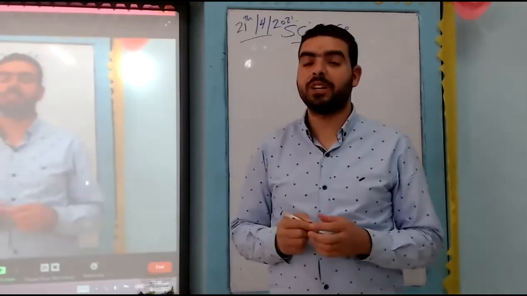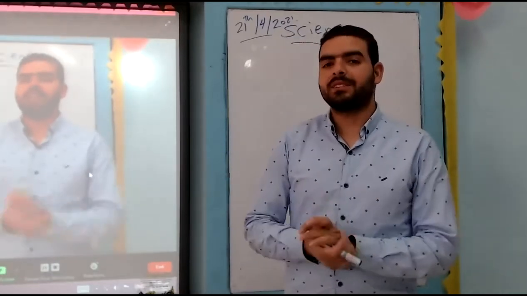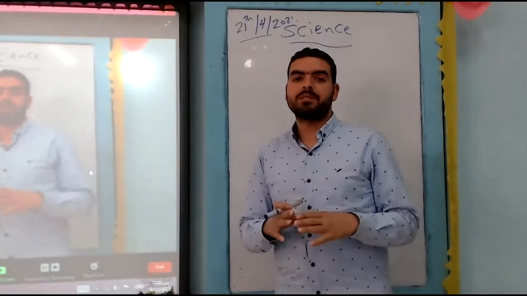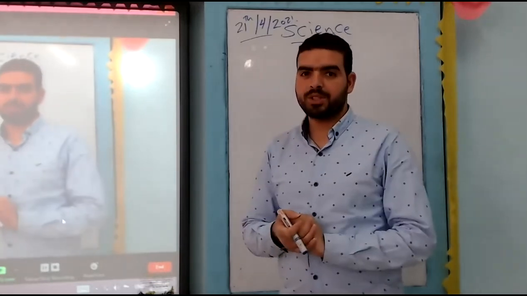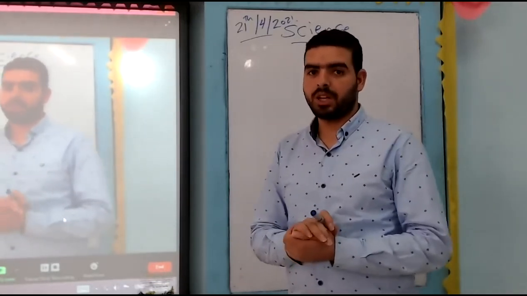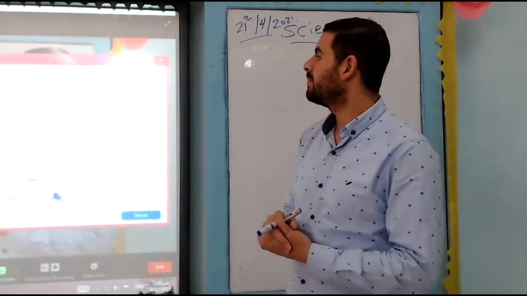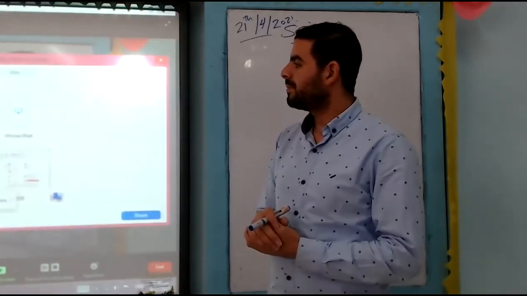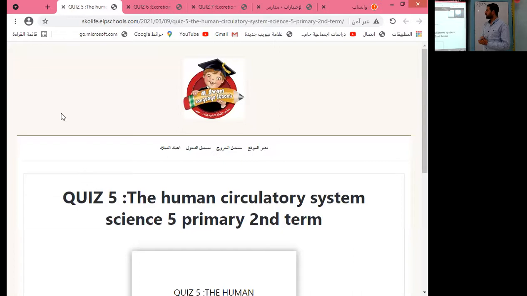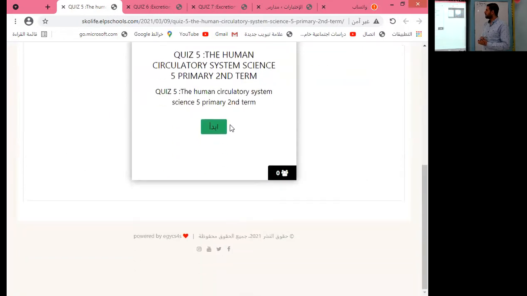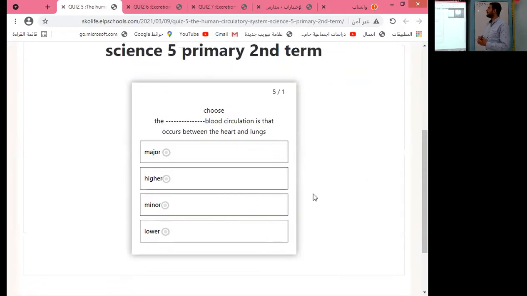Today we are going to have science revision. And first, we must know that we will have only 4 questions and they will be chosen, inshallah. Let's go. Yes, the first question: blood circulation that occurs between the heart and lungs is major, higher, minor, or lower. The answer will be minor.